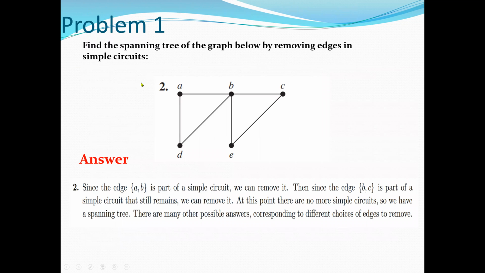We have a few questions here. Problem one says we should find the spanning tree of the graph below by removing edges in a simple circuit. Here is a graph and we have a simple circuit A, B, D, and back to A again, or B, C, E, and back to B again. Remember, to find a spanning tree, we need to keep all the vertices and remove the simple circuits. Since the edge AB is part of the simple circuit, we can remove it. Or I may decide to remove AD.